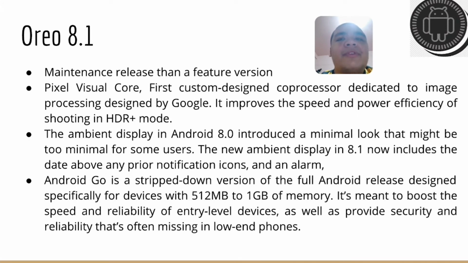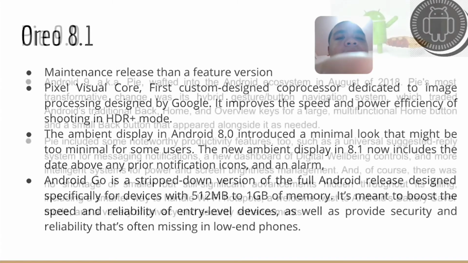8.1 is more of a maintenance release than a feature version. Pixel Visual Core, a first custom-designed processor dedicated to image processing, improves the speed and power efficiency of shooting in HDR+ mode. Android Go is a stripped-down version of a full Android release designed specifically for devices with 512 megabytes to 1 gigabyte of memory. It's meant to boost the speed and reliability of entry-level devices, as well as provide the security and reliability that's often missing in low-end phones.